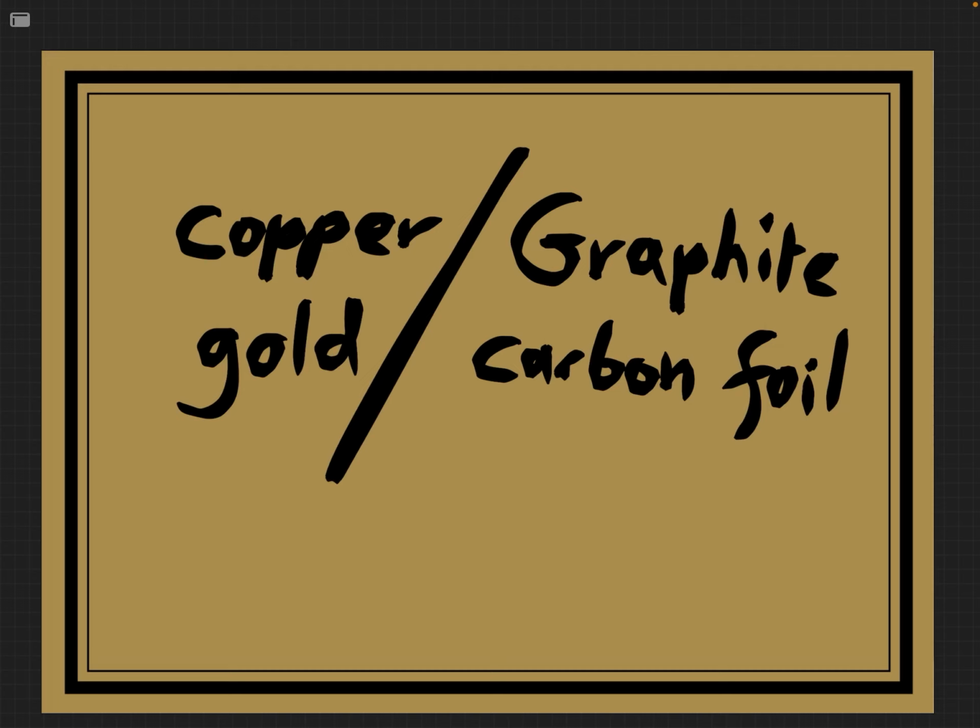Highly conductive metals like copper, steel, and gold have pretty much zero resistance. Not really zero resistance, but nearly zero resistance. Materials like graphite or carbon foil, they have a lot of resistance. And materials like plastic and rubber have nearly infinite resistance, which means that almost no current flows through them.